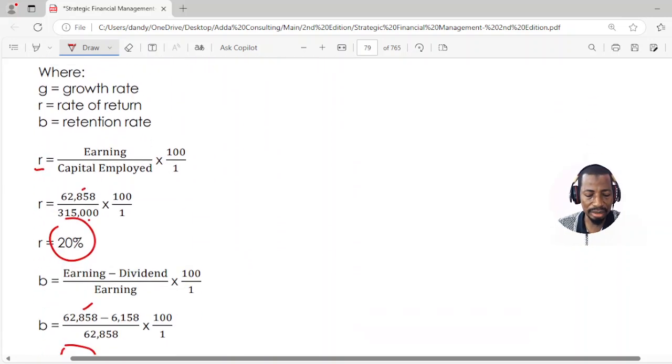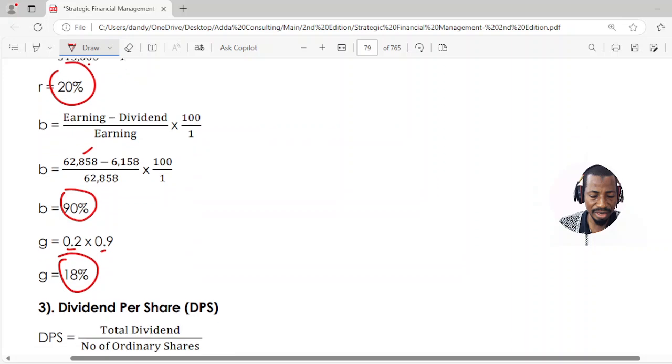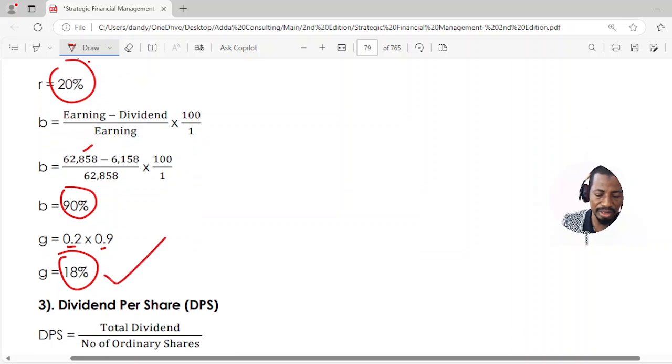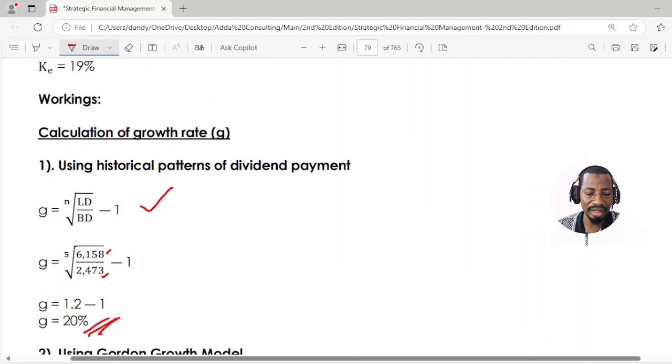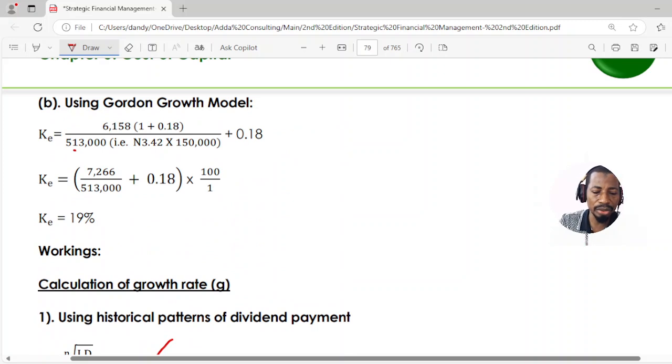Look, this is the 18% that we have here. This is the 18%, so that 18% is what I'm going to use. So put it in the formula. Then we got 19%. So using Gordon growth, cost of equity is 19%. In this particular one, I use the absolute number.